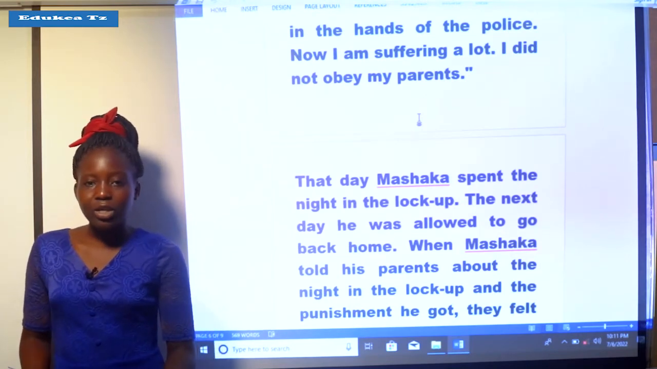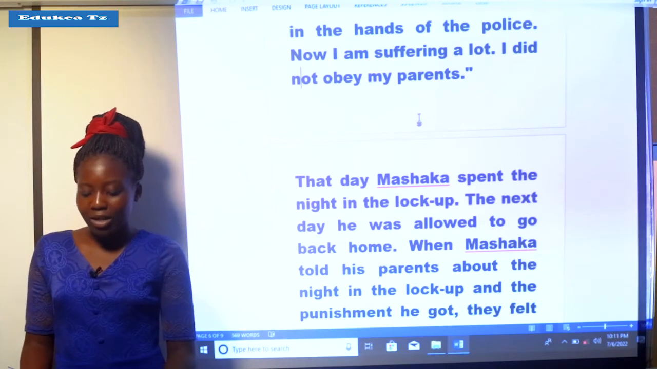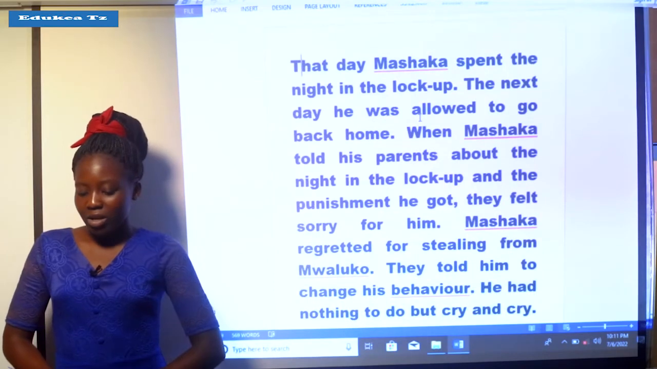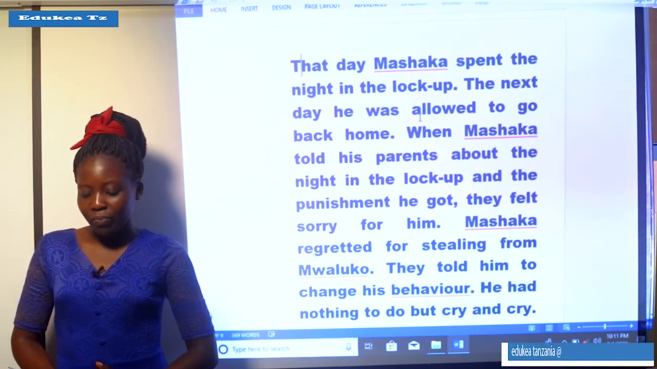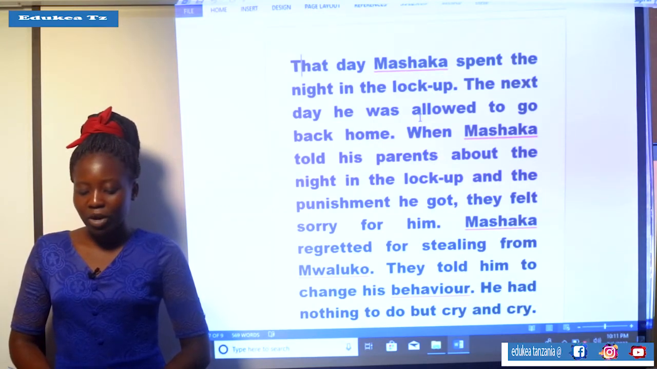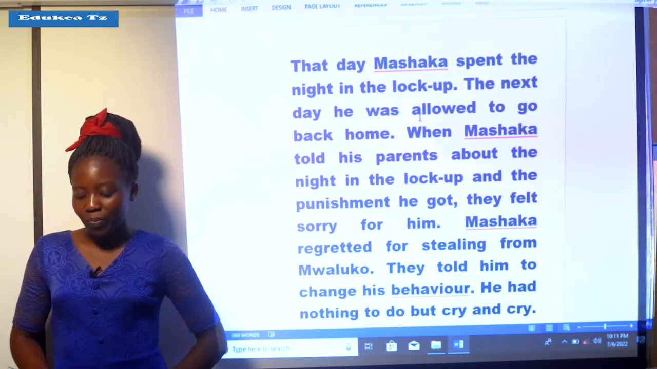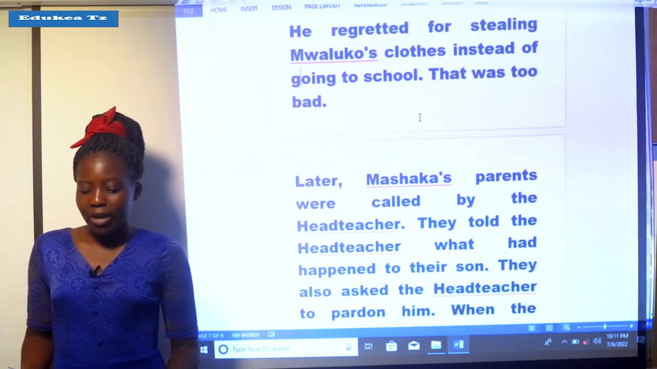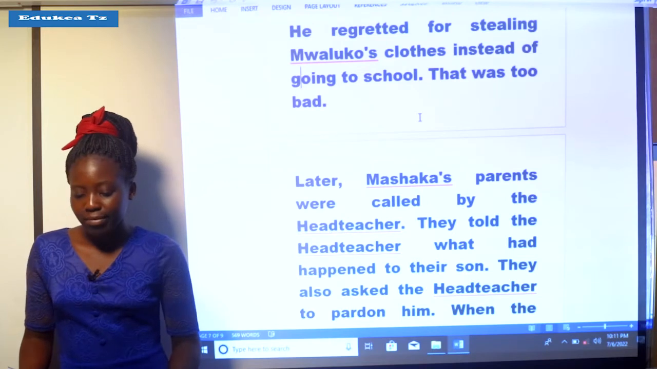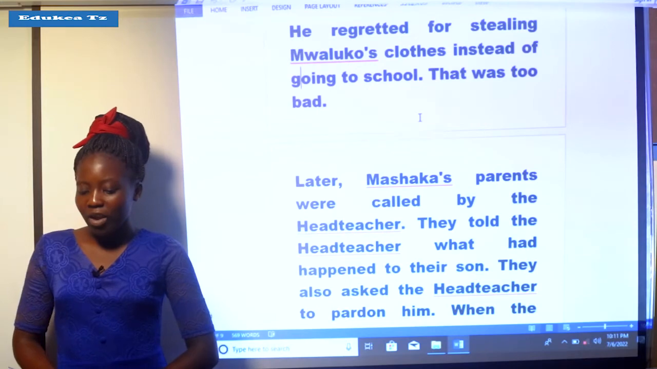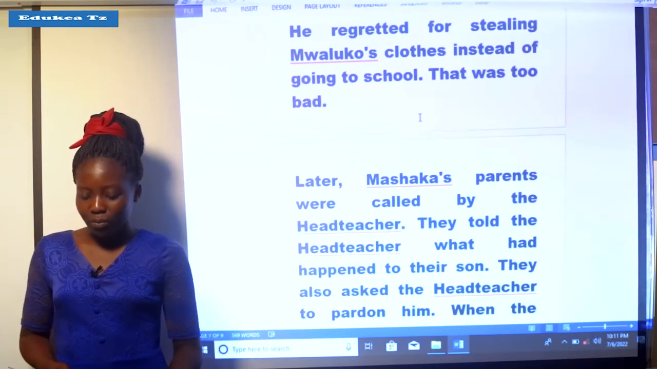When Mashaka told his parents about the night in the lockup and the punishment he got, they felt sorry for him. Mashaka regretted stealing from Mwaluko. They told him to change his behavior. He had nothing to do but to cry and cry. He regretted stealing Mwaluko's clothes instead of going to school. That was too bad.